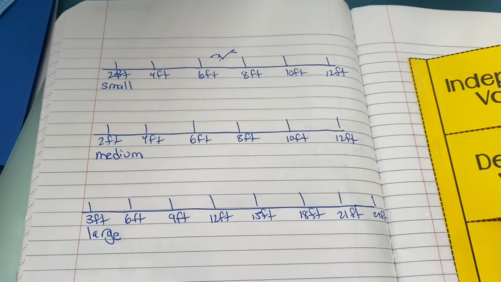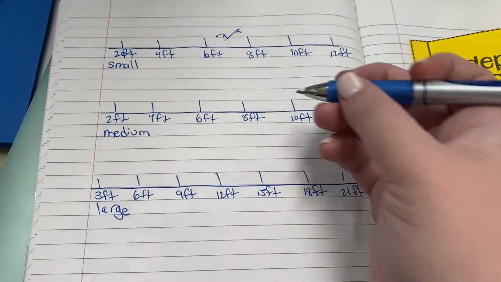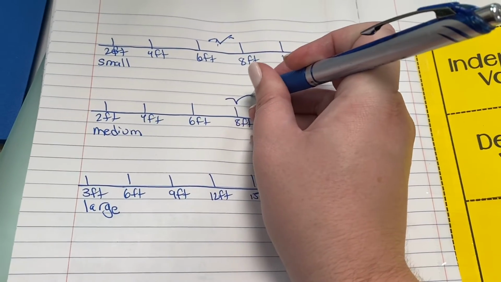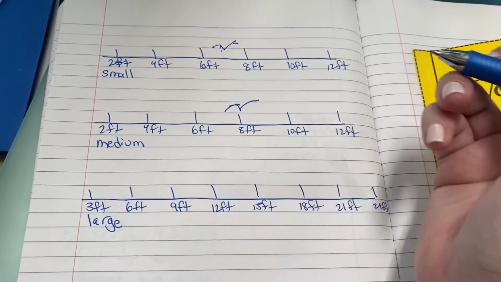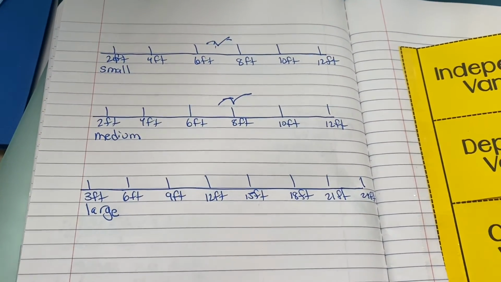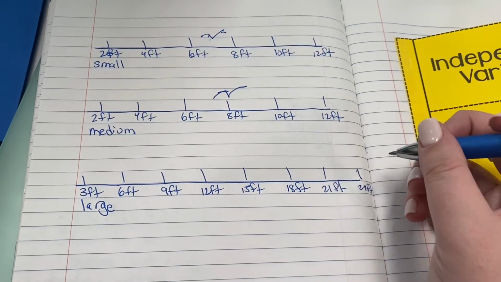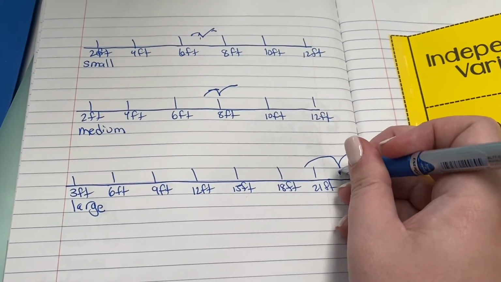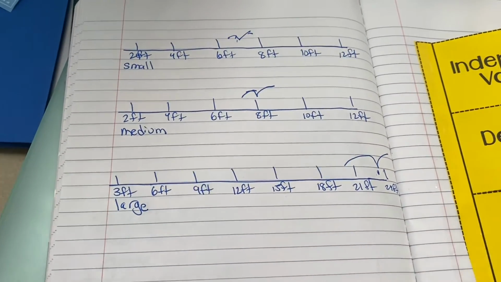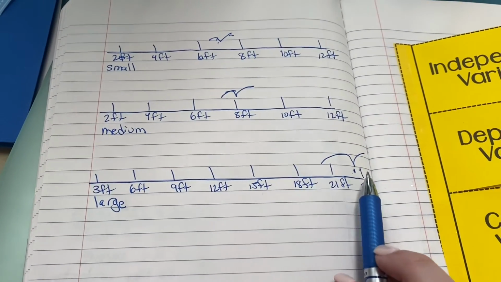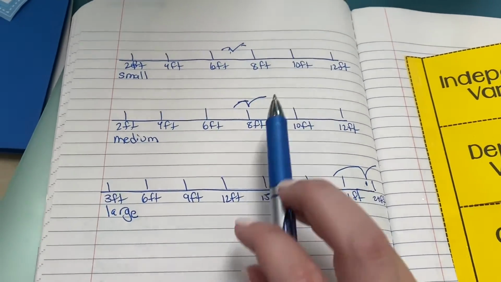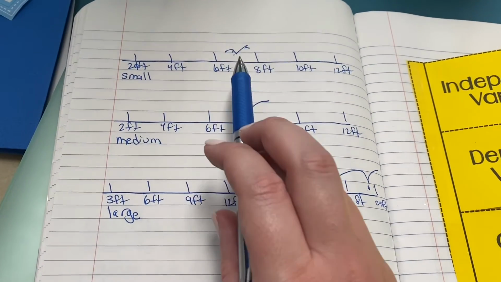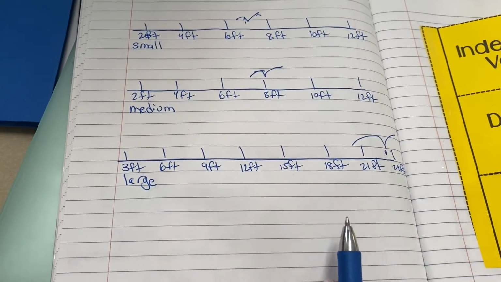I could draw a paper airplane if I was artistic enough. For the medium, it hit 8 feet. I'm going to try to make the birds or the planes a little bit bigger. And then for the large, it was 21 and a half. So I'm going to really make it nice and big and kind of do a little dot. So we can see that the bigger the plane, the farther it went, versus smaller planes stayed smaller distances.